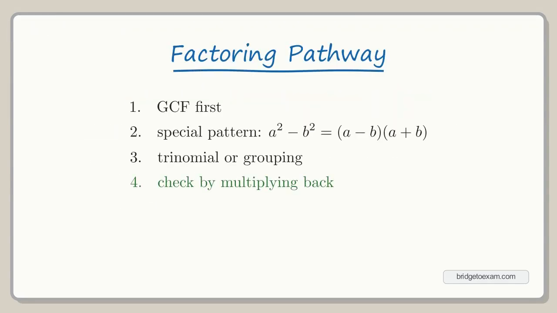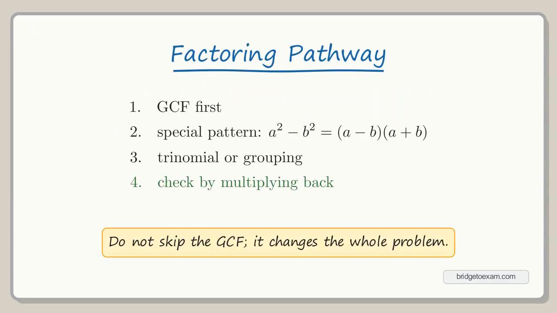Factoring is algebraic reverse engineering. We rewrite a polynomial as a product so hidden structure becomes visible. A reliable order prevents wasted work. Greatest common factor first, special pattern second, trinomial or grouping third, and then multiply back mentally to check.